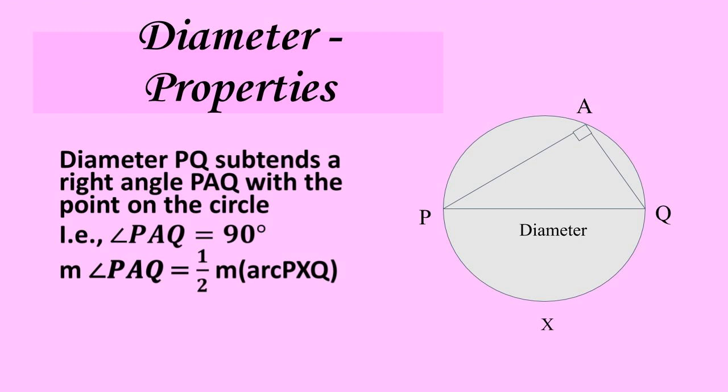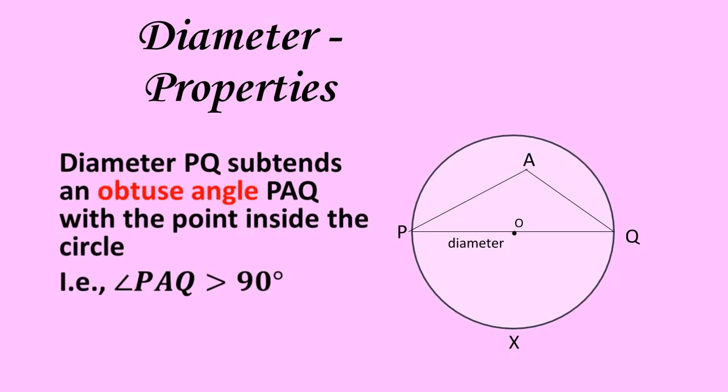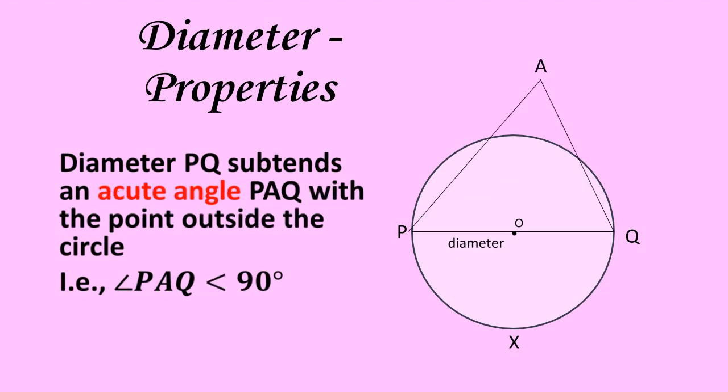What if point A lies in the interior of the circle? If point A lies in the interior of the circle, then diameter PQ subtends an obtuse angle PAQ with the point inside the circle. That means measure angle PAQ will be greater than 90 degrees. That is, it is obtuse. Moving to the next case in which point A lies in the exterior of the circle, diameter PQ will form an acute angle PAQ. So measure angle PAQ will be less than 90 degrees. That means it is acute.